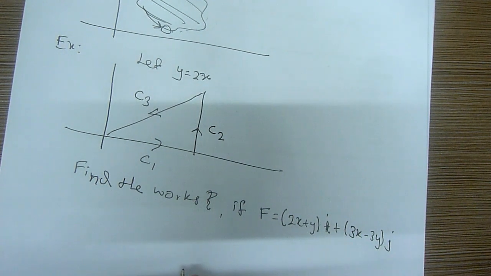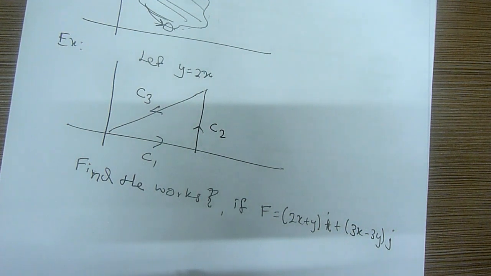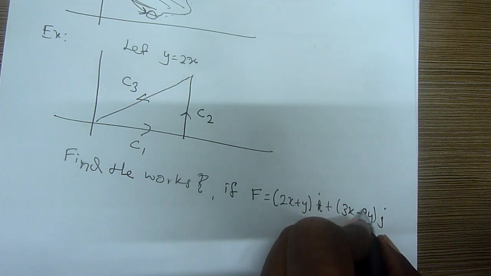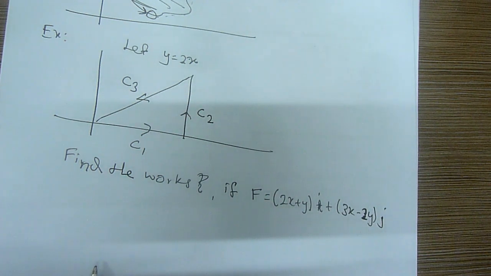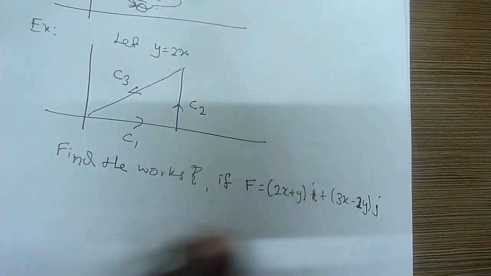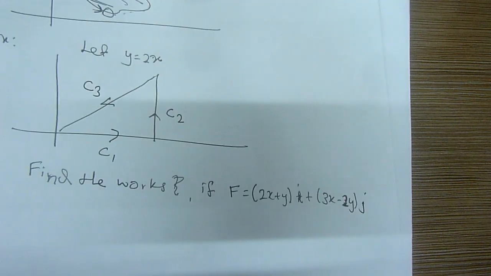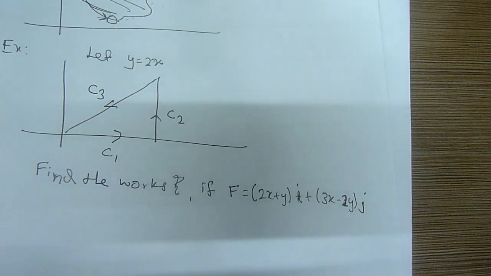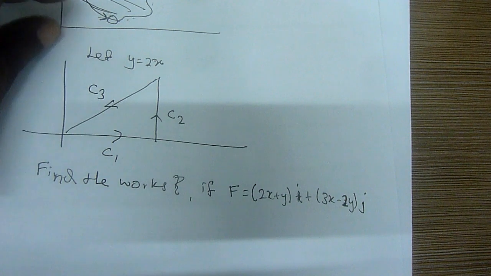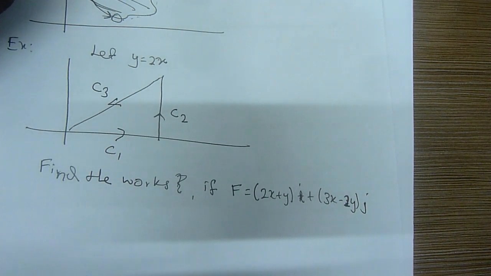If this is the force, first we need to identify whether this one is exact or not. It's a 2, and this is a 2y. Now when you say find the work if F equals (2x plus y) i and this, can we verify whether this is conservative or not?